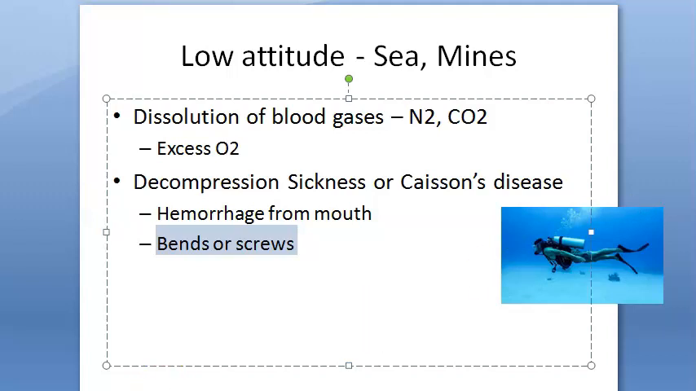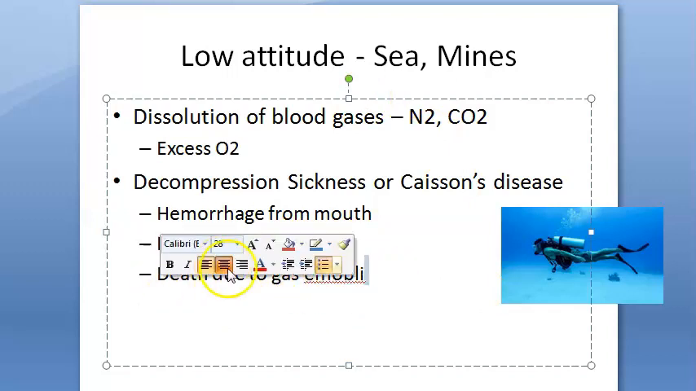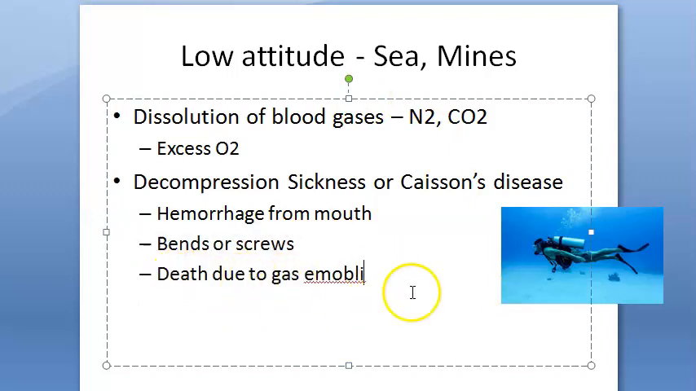So we told you what is coming out of the blood, the gases. So they are forming bubbles. These bubbles can cause gas emboli in blood, and that gas emboli can lead to death. So this gas will go and block one of these important vascular structures, and it can lead to death.